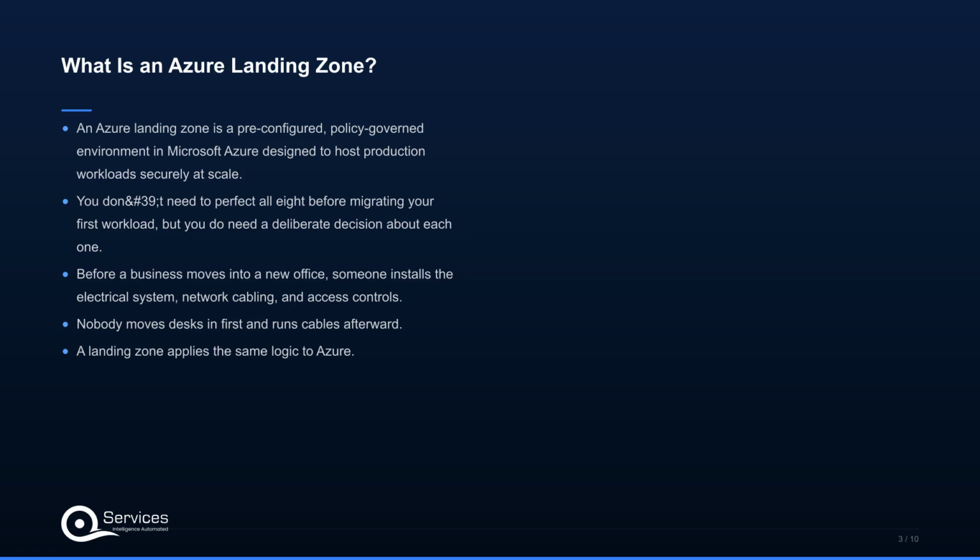Microsoft's Cloud Adoption Framework defines the landing zone across 8 design areas including billing and subscriptions, identity and access management, network topology, resource organization, security, governance, management, and platform automation. You don't need to perfect all 8 before migrating your first workload, but you do need a deliberate decision about each one.